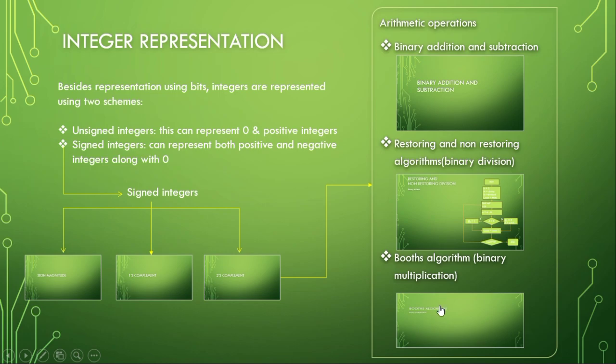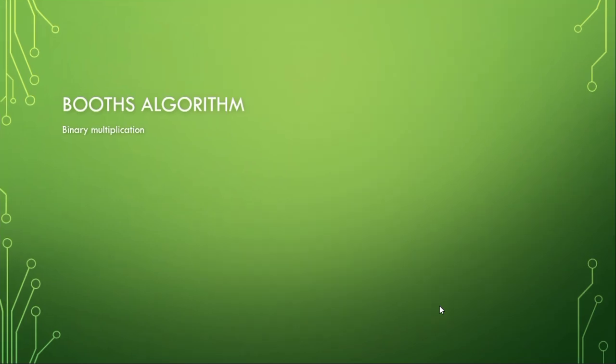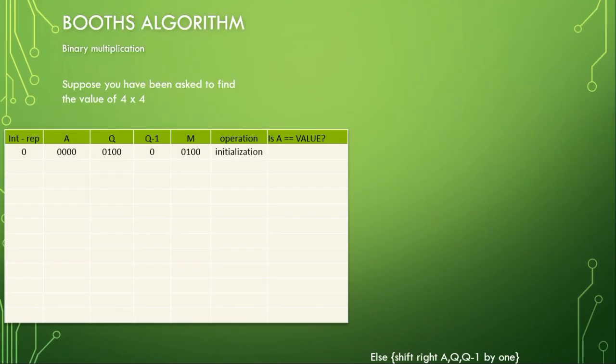And then finally we go to Booth's algorithm, which is binary multiplication. And Booth's algorithm basically goes something like this. So suppose you've been asked to find the value of 4 multiplied by 4, right? So in this section, I have the integer representation of what's happening in the accumulator and a new column that is going to help you understand when to stop, right? Good. These two columns here are not part of the actual algorithm.